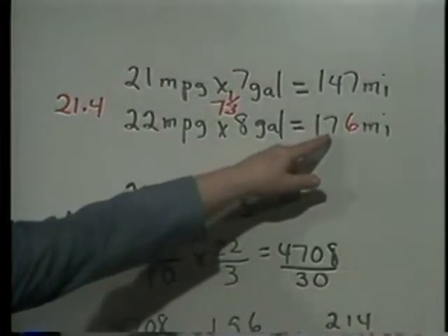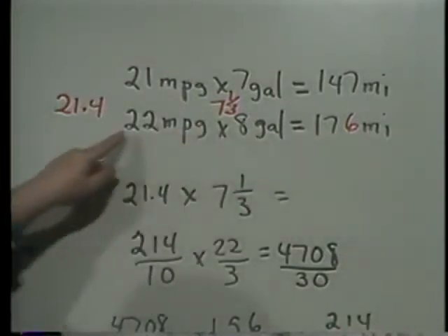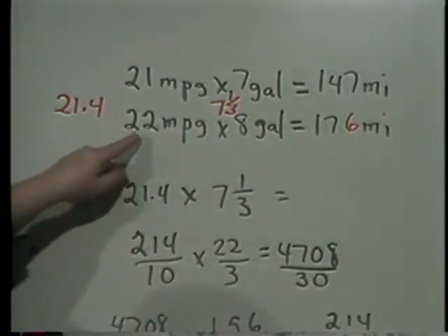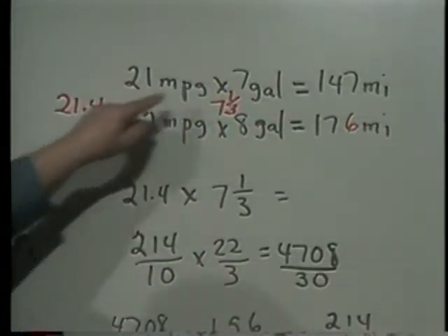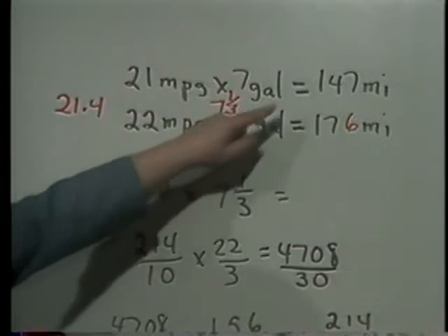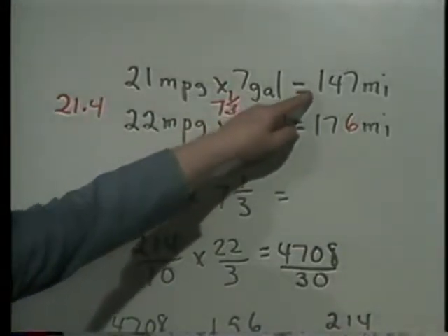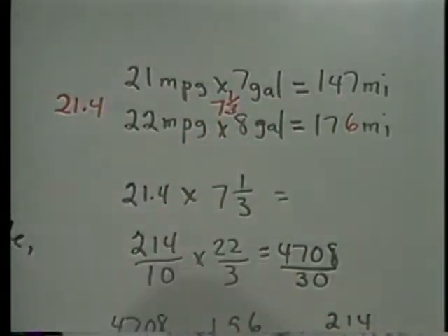No, you round off here. We don't have to be that exact. But let's be precise anyway. The point is, what this tells you is, at 21.4 miles per gallon, on 7 1/3 gallons, you're going to go more than 147 miles, but less than 176.